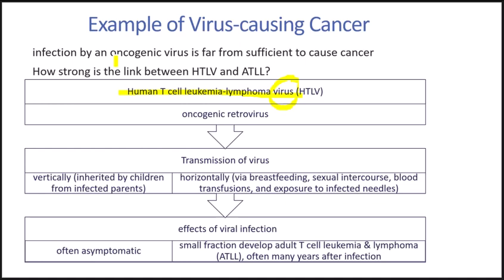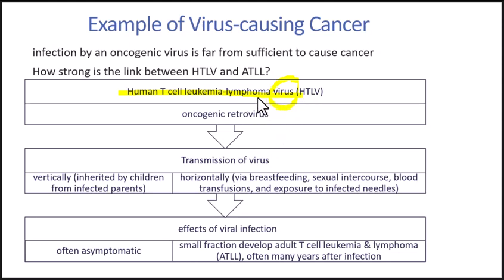Onco typically refers to tumor, but it's most often used when we describe cancer. So in this case, oncogenic means cancer causing. If you're exposed to a virus that causes cancer, it does not mean that you will necessarily end up with cancer. If you're infected with this HTLV, you will not necessarily be affected with leukemia, lymphoma of the human T cells, but it's possible.